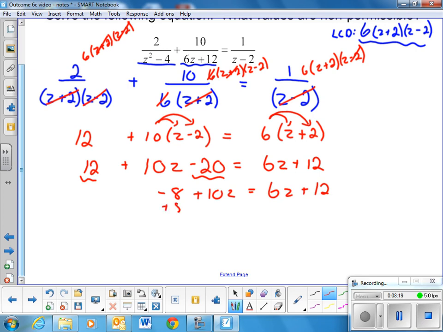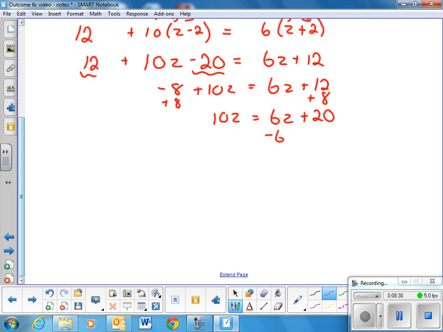Let's add 8 to both sides to move it over. Gives me 10z equals 6z plus 20. Moving the 6z over, I'm going to subtract 6z from both sides. Gives me 4z equals 20. Final step, divide both sides by 4. And I have z equals positive 5.